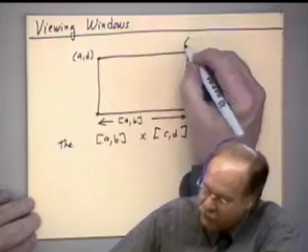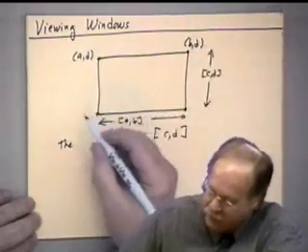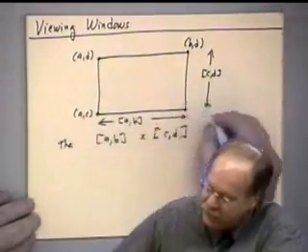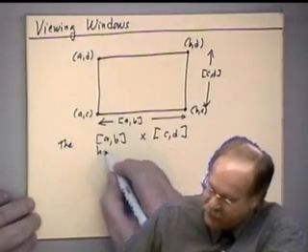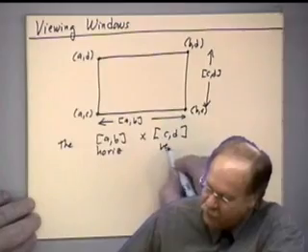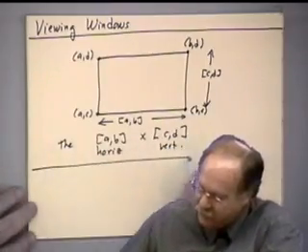The one to the right will be BD. The one to the lower left will be AC. The one to the lower right will be BC. This is horizontal first, vertical second. That's the way it's always done.